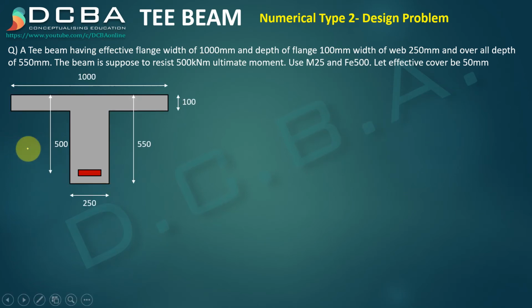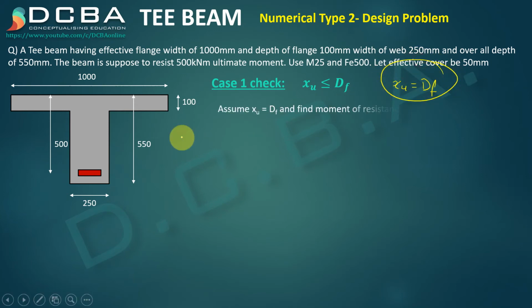So we should directly jump into solving this, and consider case 1, that is, to check whether XU is less than or equal to DF. One of the limiting values of this would be XU equals DF. We have to assume this value first. So assume XU equals DF and find the moment of resistance of the flange, MUF. MUF is 0.36 FCK BF DF into (D minus 0.42 DF). Again, these formulas we have already visited in the previous classes as well. If you have not seen them, you should always watch the classes in sequence, only then will you understand.